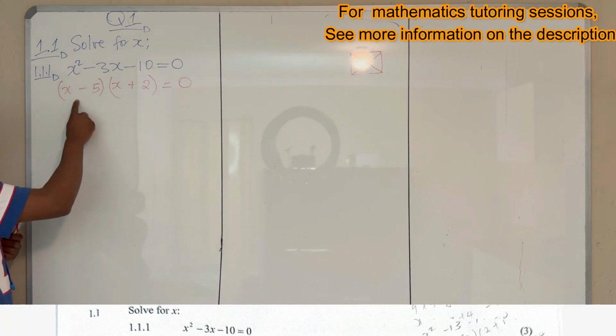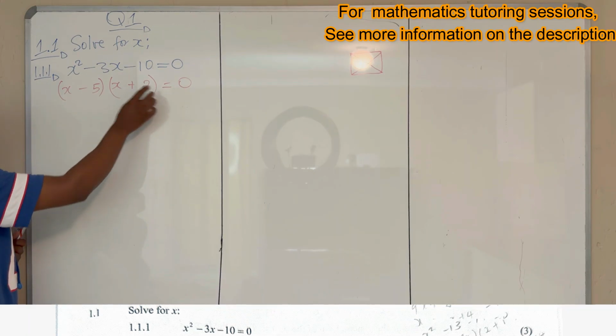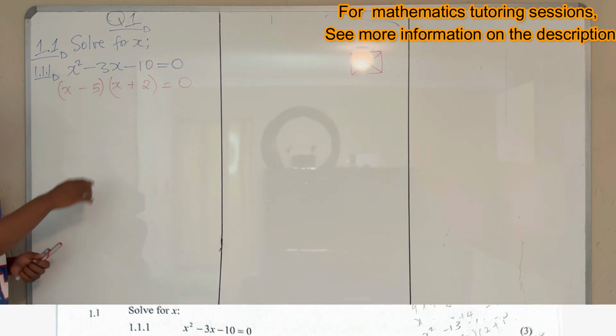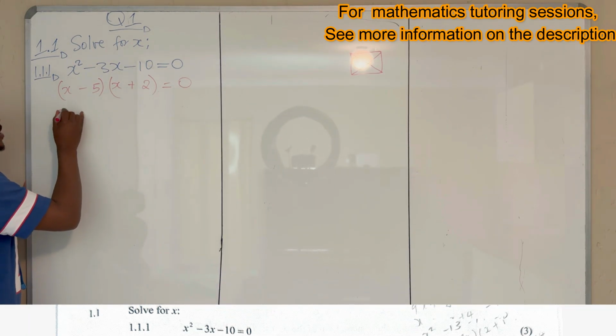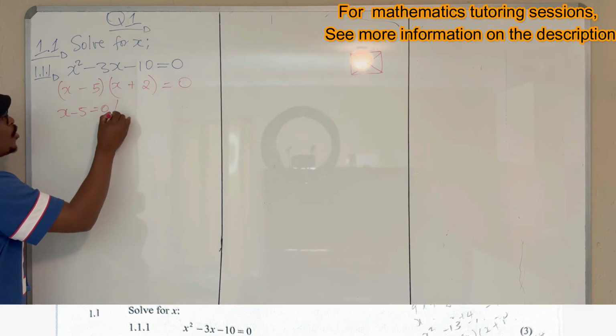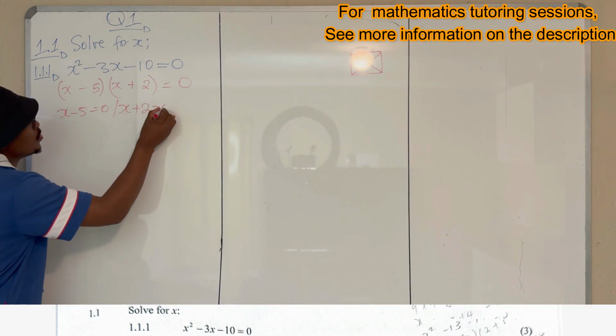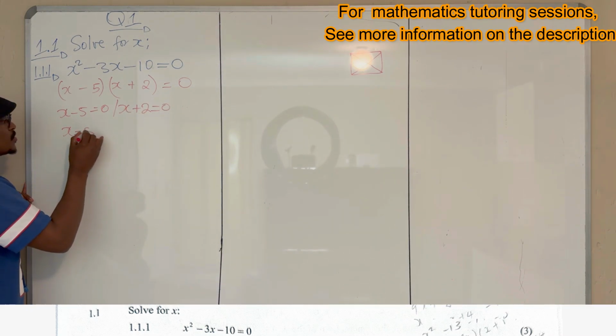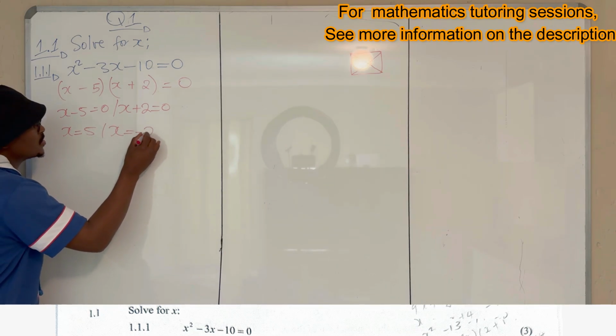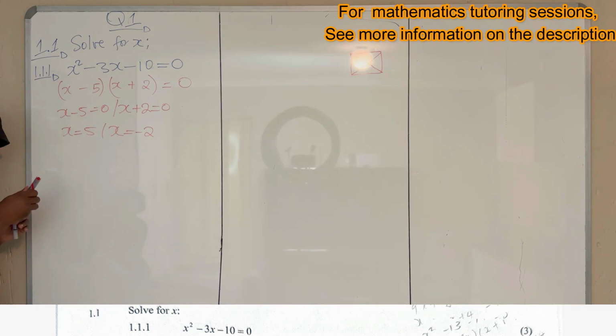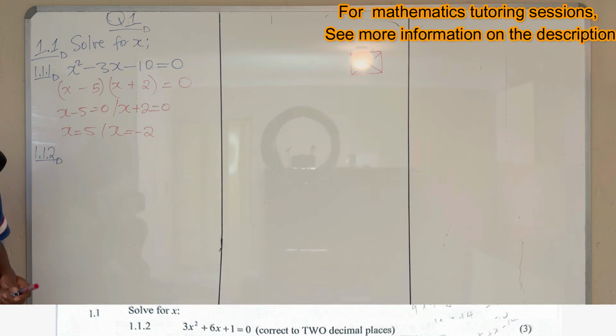So if you multiply two things and the answer is 0, it's either this part is 0 or that part is 0. So in that case, your x minus 5 is 0, or your x plus 2 is 0. In that case, your x equals 5 or your x equals minus 2. Right? Then we move to the next question, which is also a quadratic equation, 1.1.2. They want you to solve for x here as well.